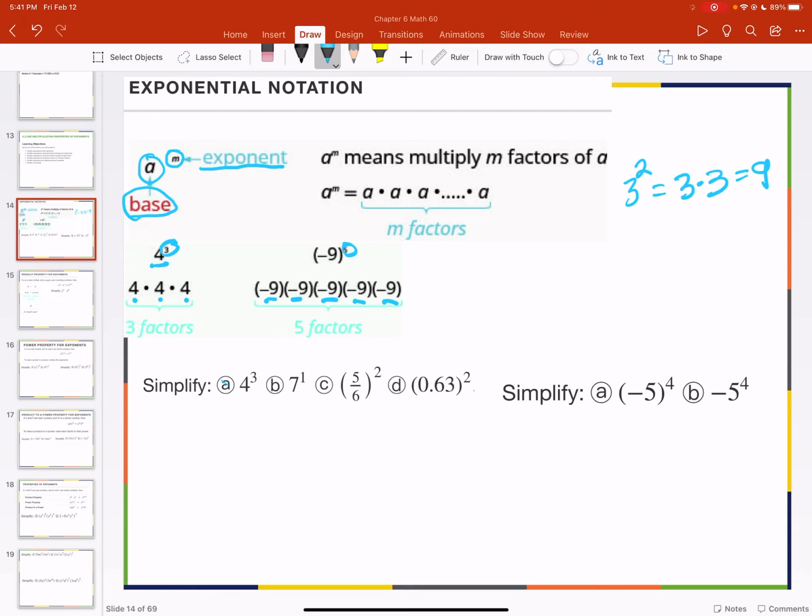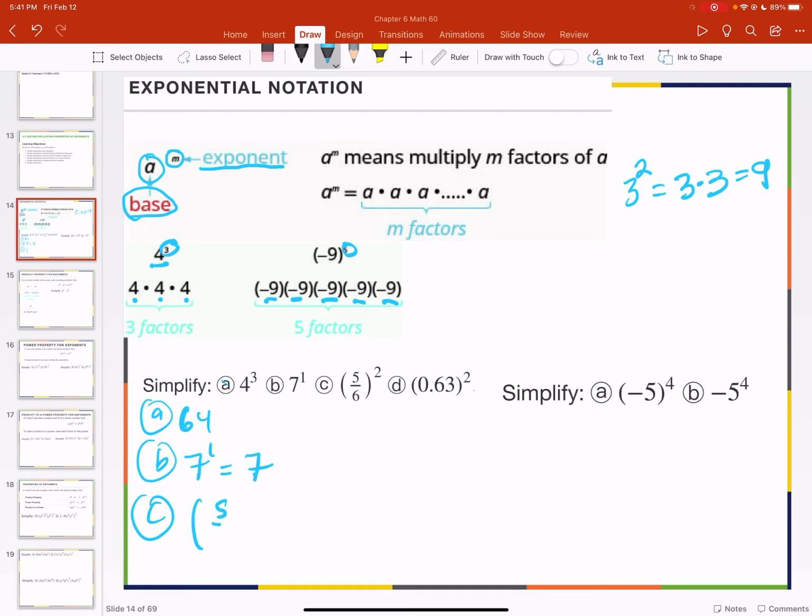Okay, so let's go ahead and do some problems. For the first one, we have 4 cubed. So that would be 4 times 4 times 4, right? Which we said before, that's 64. So A is 64. B is just 7 to the first power. So that's just the same as 7, right? You don't multiply by anything. It's just itself. It only occurs once.